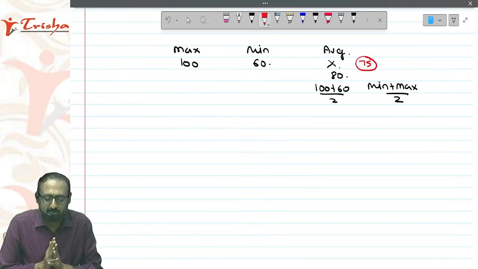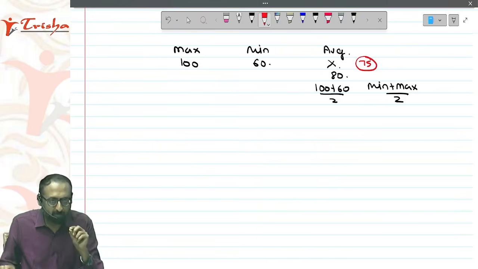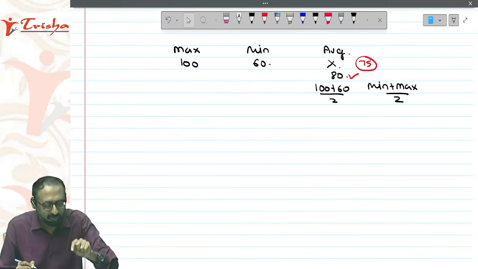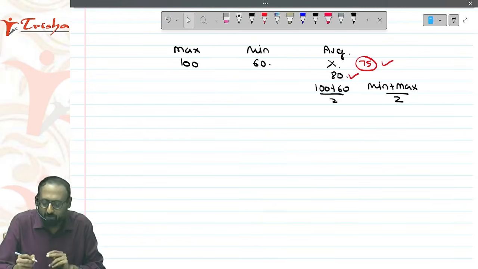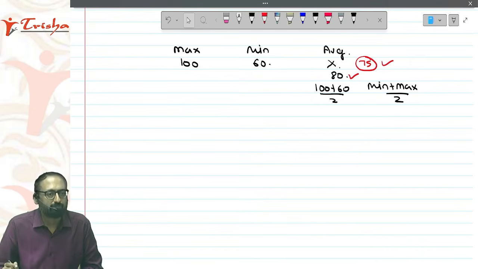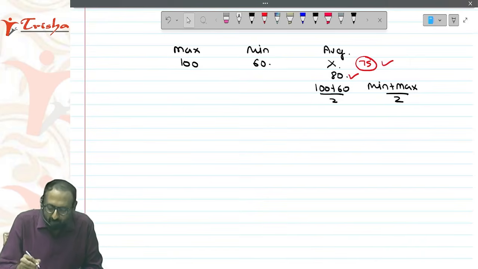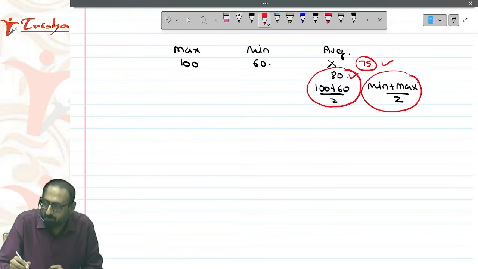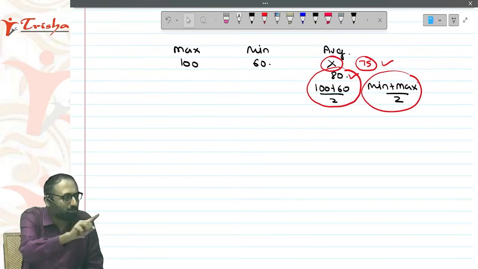Average consumption is directly given as 75, sir. But the problem is that minimum plus maximum comes to 80. In the question, average consumption is directly given as 75. Which figure will you consider, 75 or 80? Why 75? Because the formula minimum plus maximum divided by 2 is applicable only if average consumption is not given in a question.